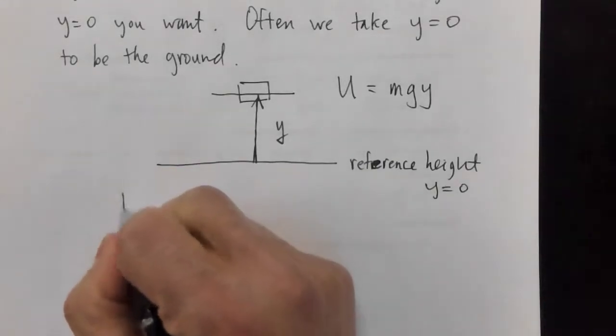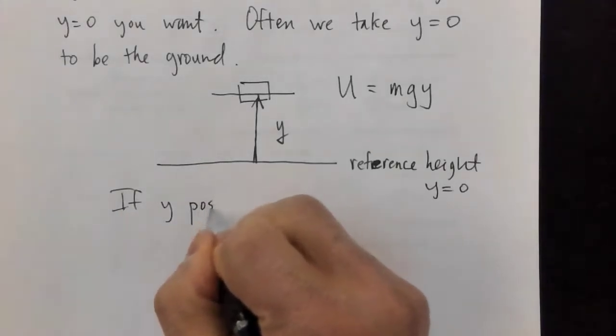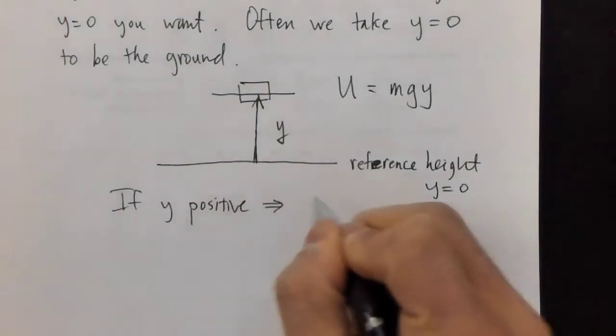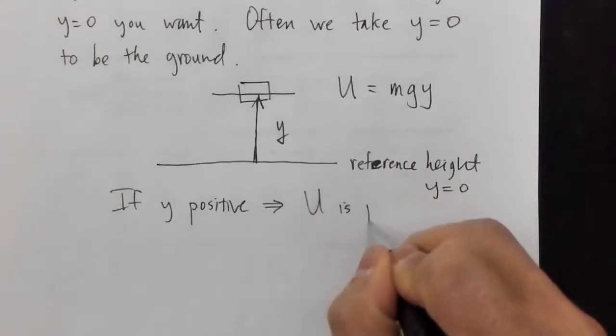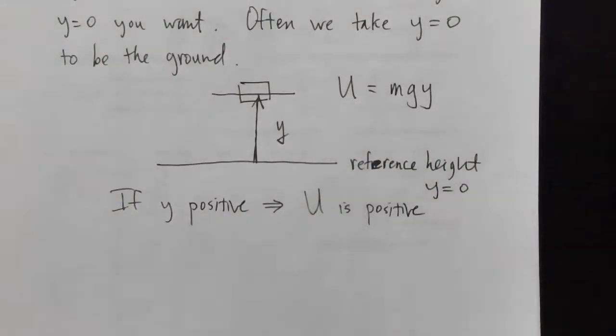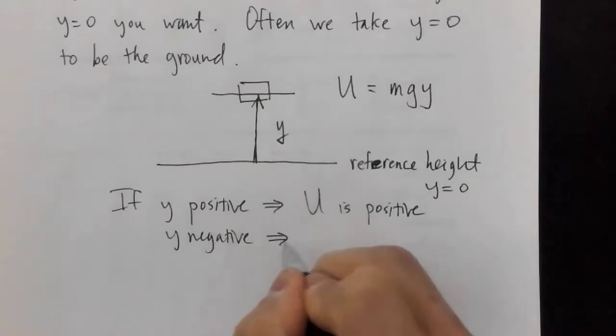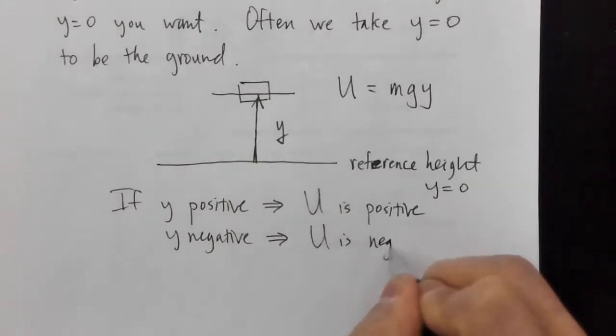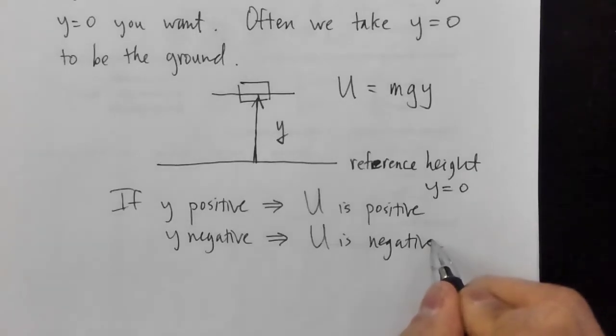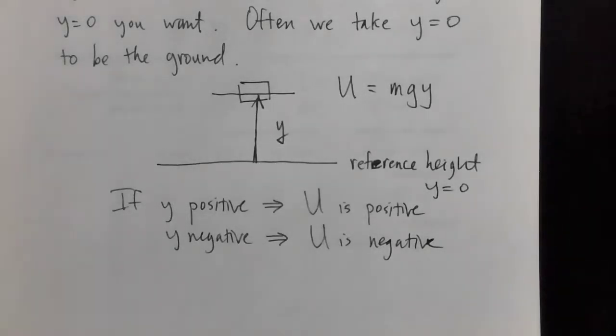Okay. So if y is positive, then this means that U is positive. It just means that you're above the reference height. And if y is negative, this means U is negative. And there's nothing wrong with that. That's a very common question when students first encounter potential energy, that they end up with something negative. Any questions so far?